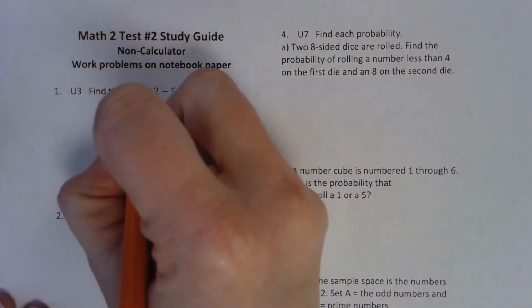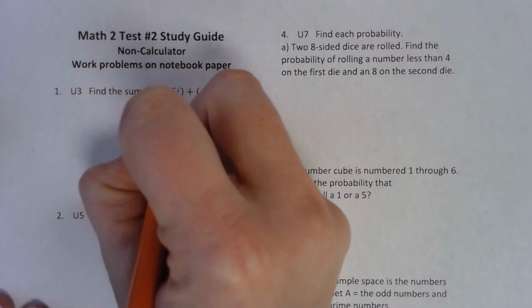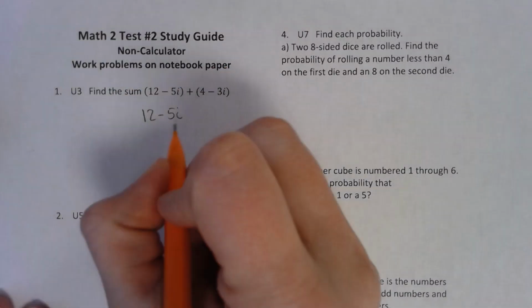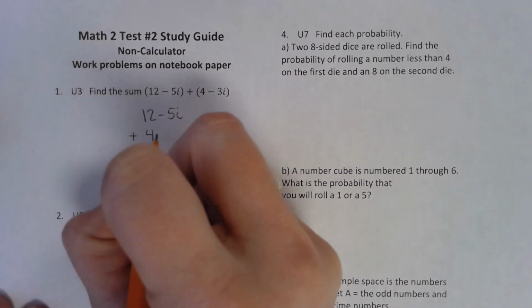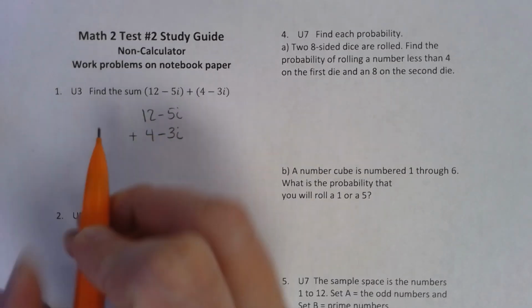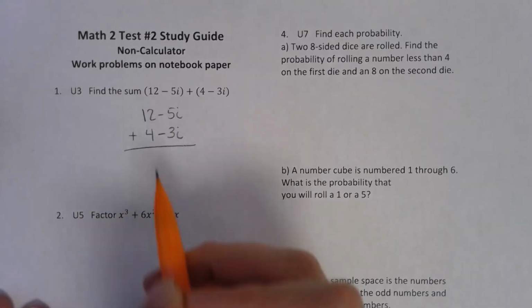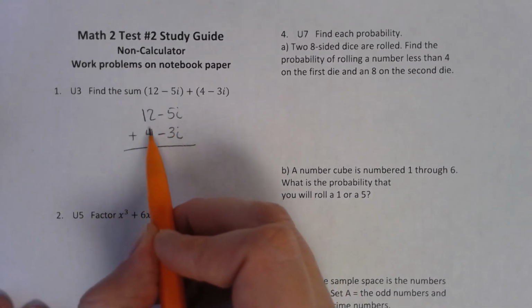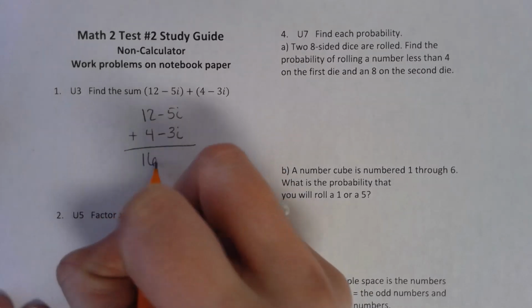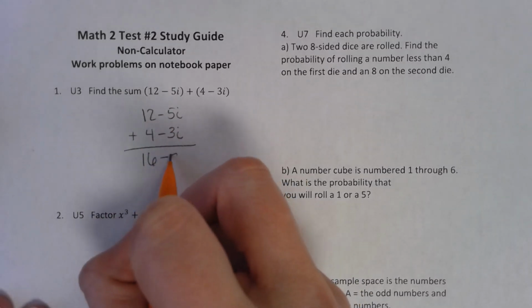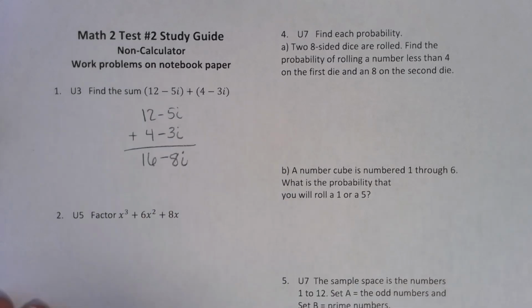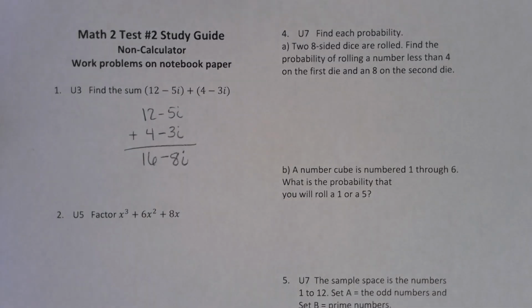So 12 minus 5i, you can rewrite it so that you can line up the like terms. 4 minus 3i, lining up those like terms so that you can add them. So that's 16, and then negative 8i. Not i squared, because we're not multiplying. So the answer is 16 minus 8i.